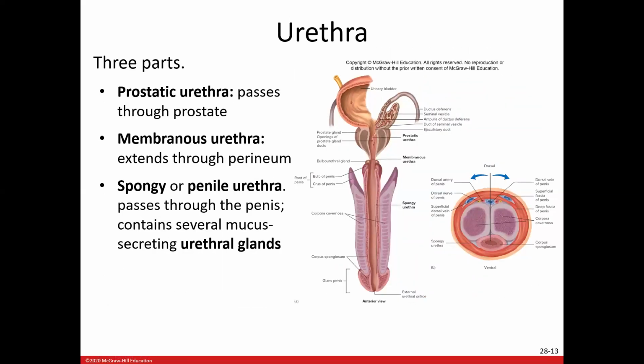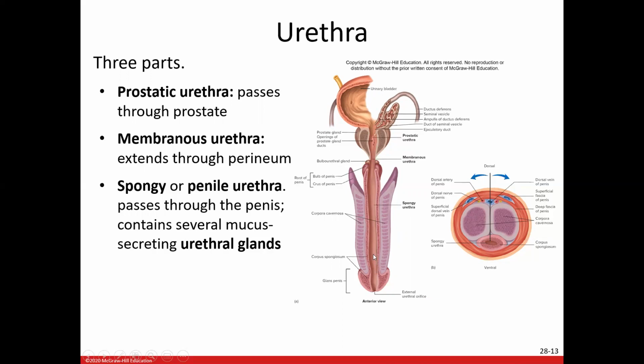Next, we have your urethra, which is divided into three pieces based on what structure it's moving through. So first is your prostatic urethra, which passes right through the prostate, appropriately named. Then you have your membranous urethra, which extends to the perineum. So it's this very thin and small section of the urethra between the prostate and the tip of the penis. And then lastly, you have the spongy or penile urethra, which runs through the penis out of the body.